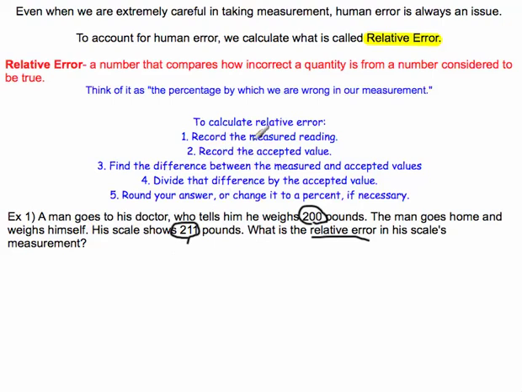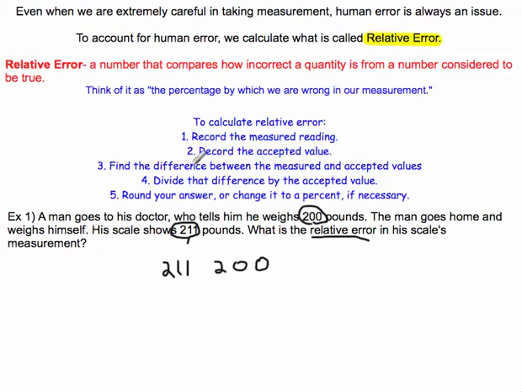So I have to record the measured reading, and in this case the measured reading is what the man got at home, which is 211. Forgive me if my numbers are sloppy, I'm doing this with my mouse. There we go, 211. Now I record the accepted value, which is 200. That's what the doctor measured him as, so we are going to accept that as the true measurement. Alright, so we have the measured and the accepted value.